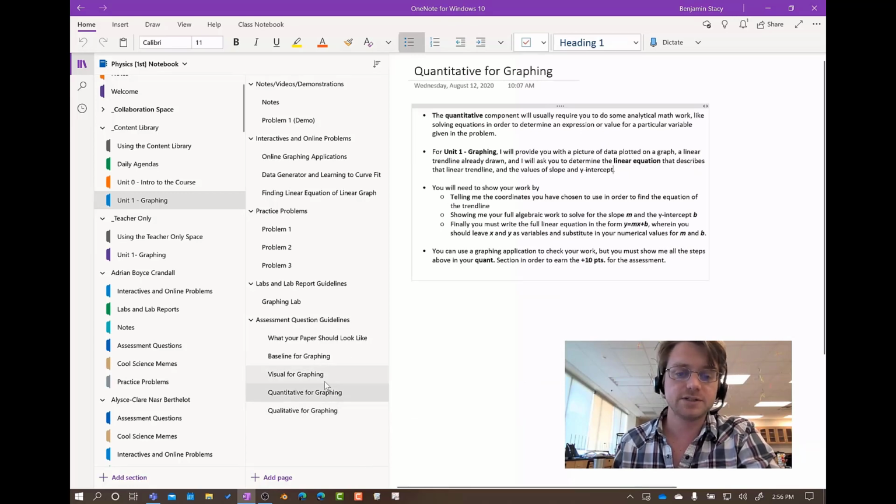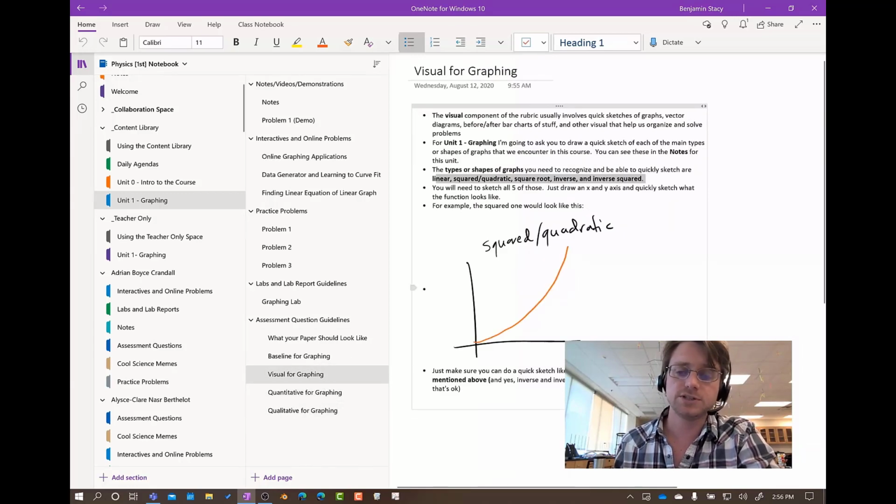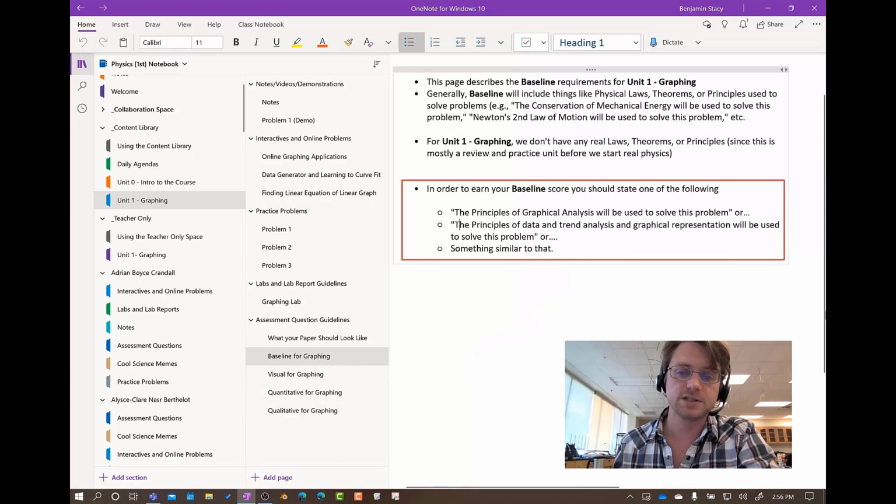Again, the quantitative is just the math work. The visual is just going to be labels with these simple sketches of graphs that I asked you to know, the 5 types. And the baseline is basically just to write this.